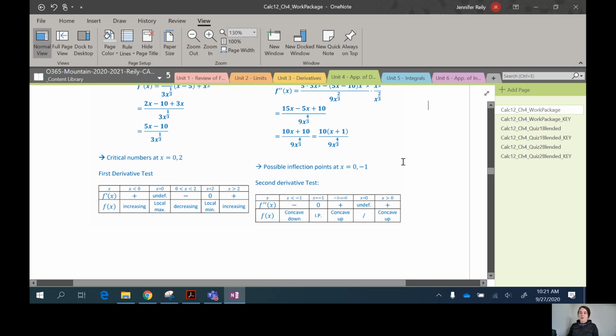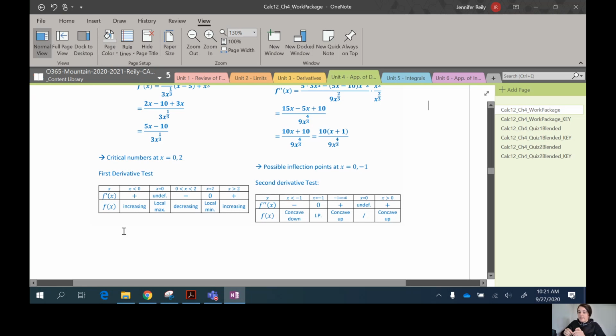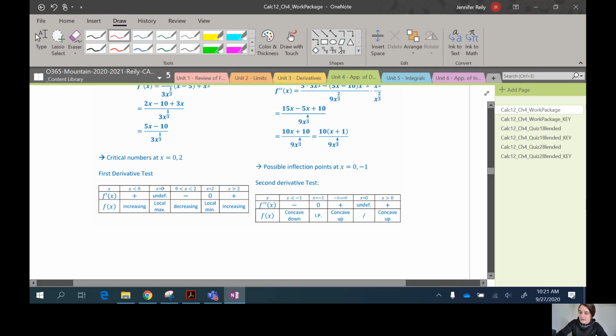So I'm just going to go straight to the plotting of points, because that's what we're going over today. Let's just review what we've got here. This function has both a minimum and a maximum point. I'll just highlight them in red.